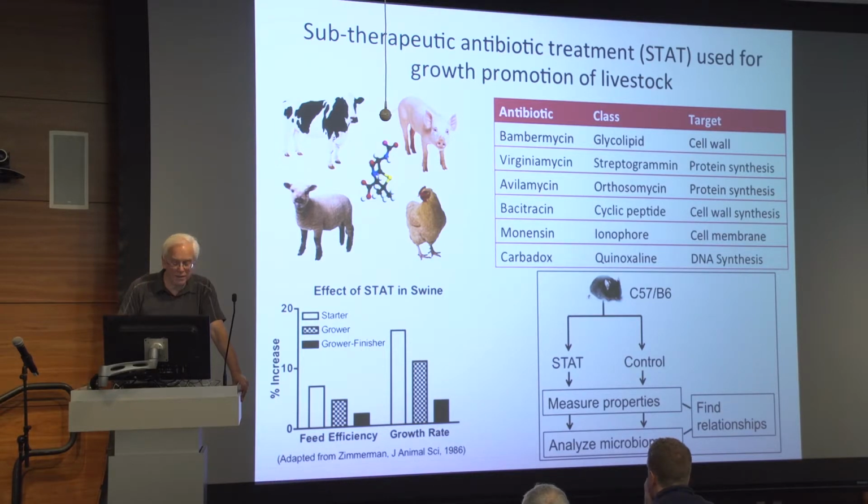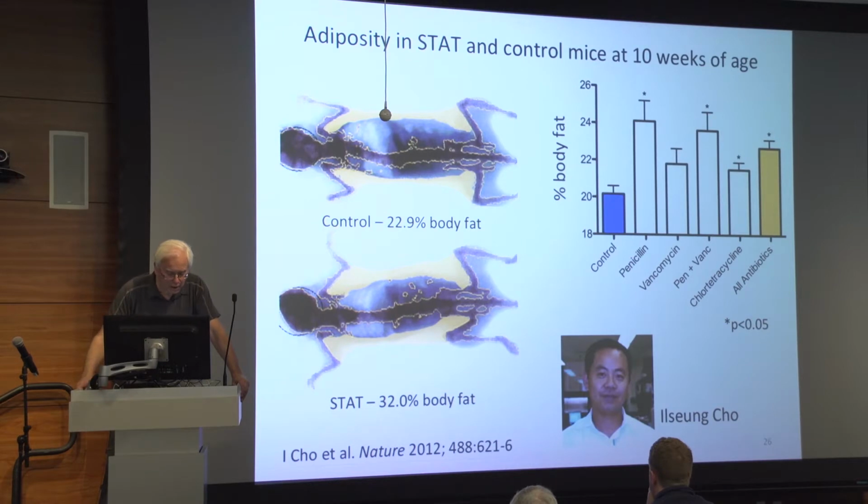So we began studies in mice where we would give mice antibiotics or not. We would examine properties in the mice, look at the microbiome, look for relationships. In my limited time, I'm going to show you the key features of 8 experiments that we've done to address these questions. The first experiment was started by Dr. Il-Sung Cho when he was a fellow in my lab.